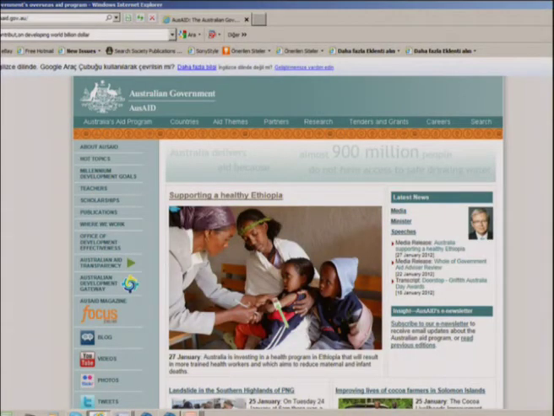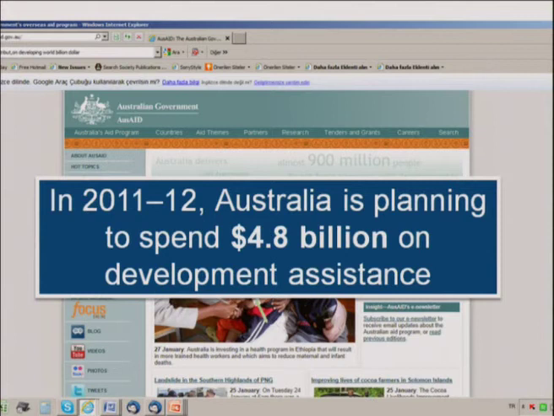So, last part, I have 3 slides and I am finishing. I am changing the subject a little bit. I think you know very well, AUS 8 has a number of programs in the developing world. And I learned recently that Australia is planning to spend $4.8 billion on development assistance. So nearly $5 billion, huge money.